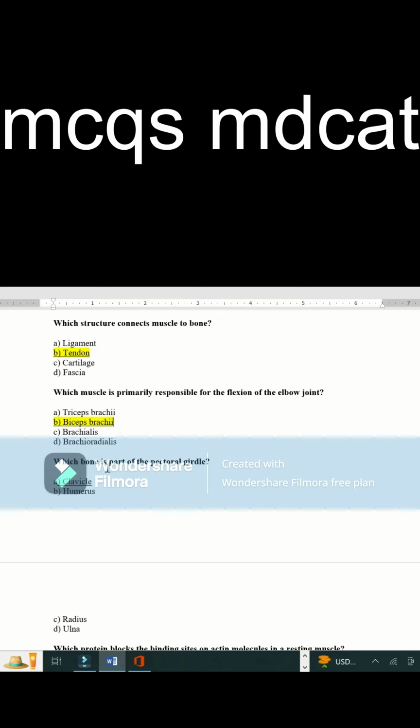The next MCQ is which bone is part of the pectoral girdle? A. Clavicle, B. Humerus, C. Radius, D. Ulna. So the correct option is A.